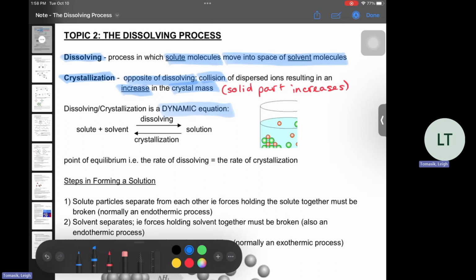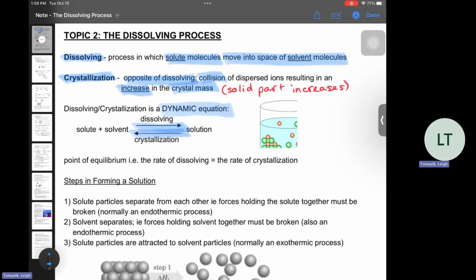So things that are dynamic, the process can go one way or it could go the other way, and that's why you have the two arrows there. So you could go from solute and solvent to a solution, right? And that's called dissolving. Or the solution could go back to being some solute and some solvent. That's crystallization, right? So the solution, this is homogeneous. And the solute plus the solvent before it dissolves, this is heterogeneous. You can see two things. Heterogeneous.